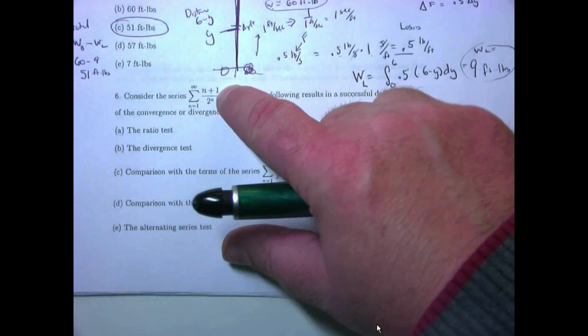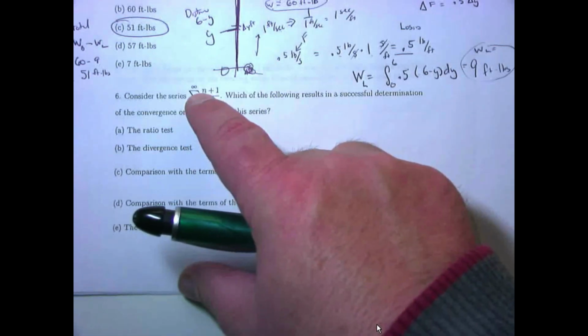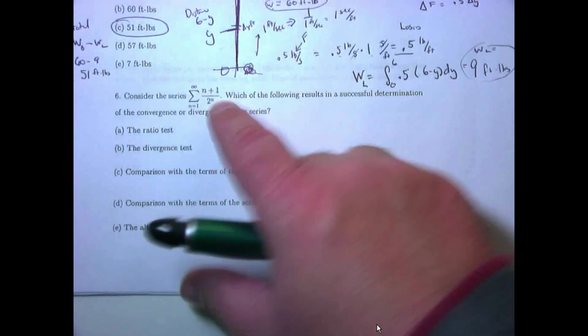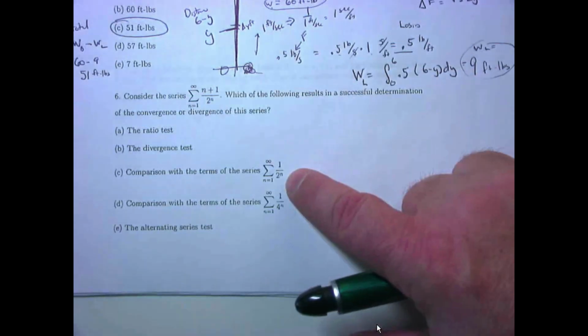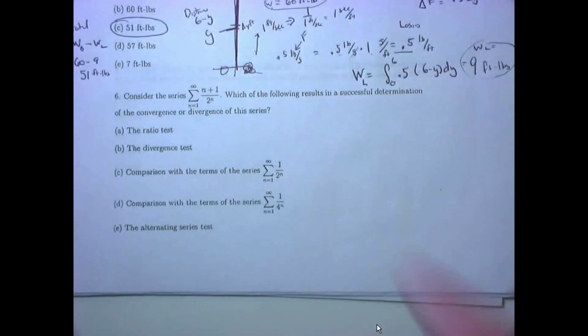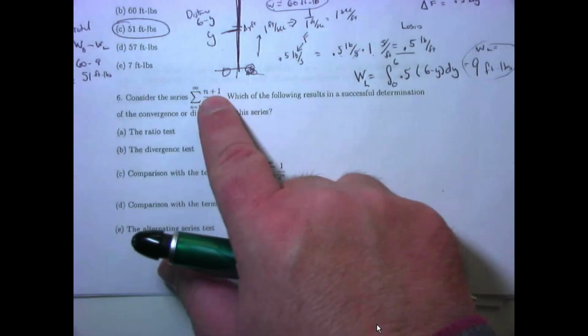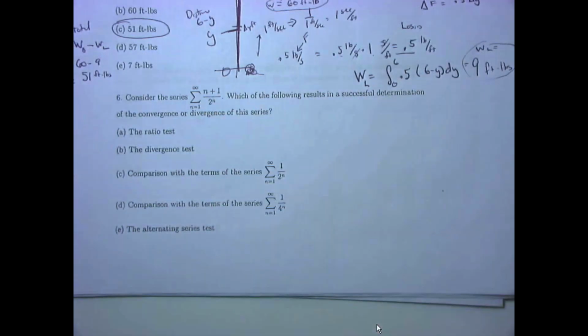If I had some other type of series, here we go, the sum of sine squared of n plus 1 over 2 to the n, then I would do a comparison with that guy because I want to get rid of the sine squared of n type of thing here, because sine bounces between -1 and 1, so sine squared is between 0 and 1. Then I would do a comparison here because you don't do the ratio test on trig function stuff. But this is n's and, most important, powers of n's.